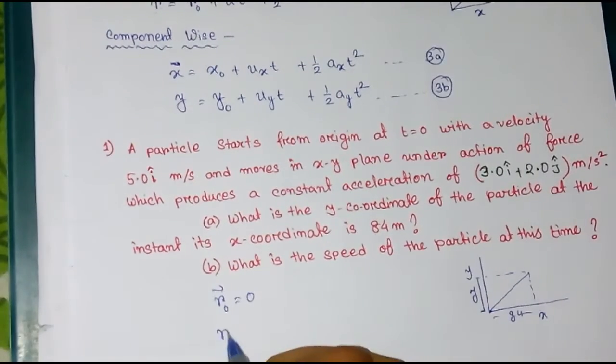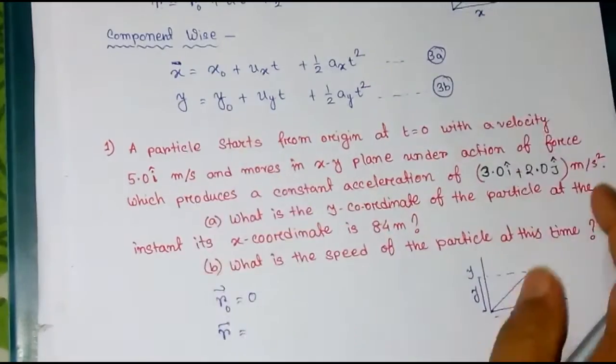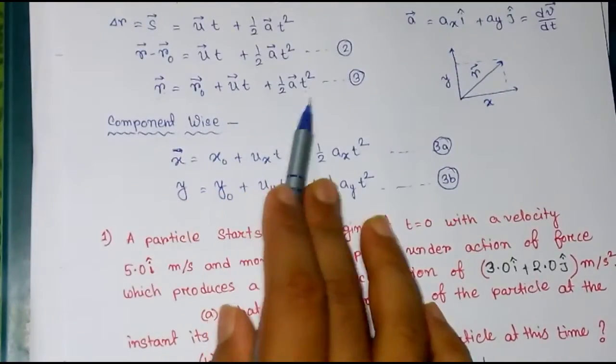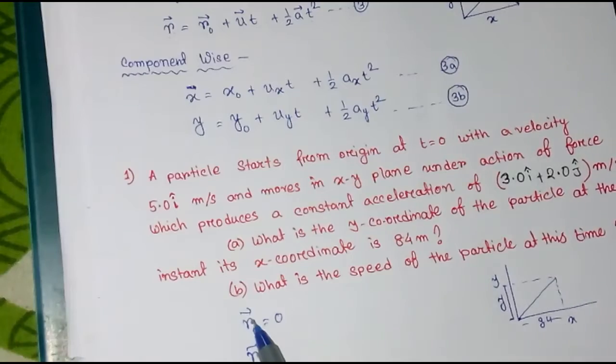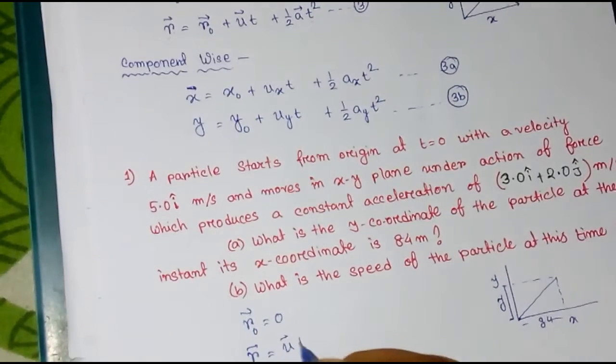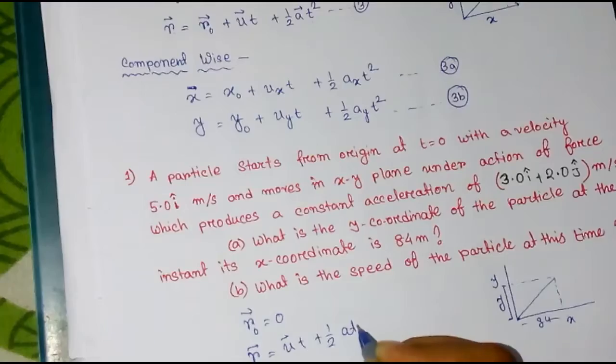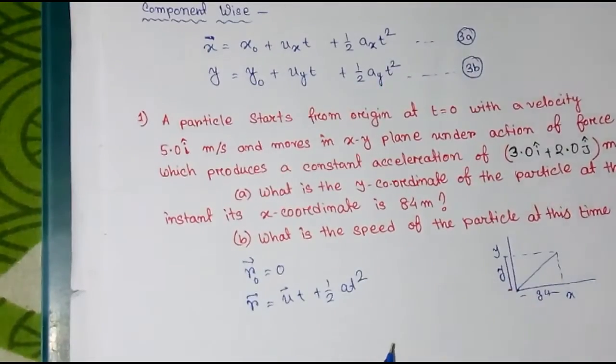So let's see what r is. r equals r0 plus ut plus half at square. Now as r0 is 0, we can write u t plus half a t square.